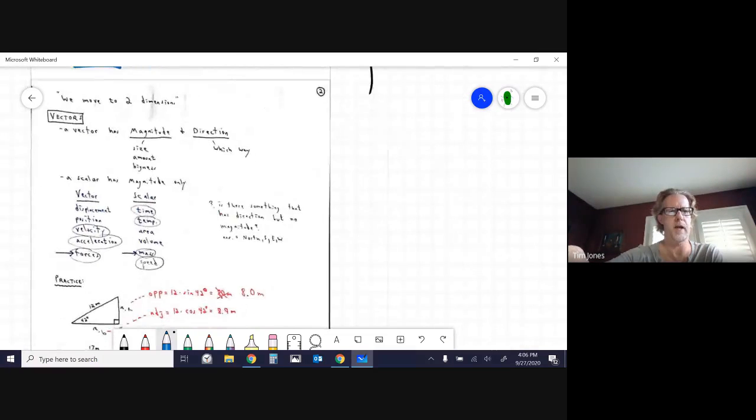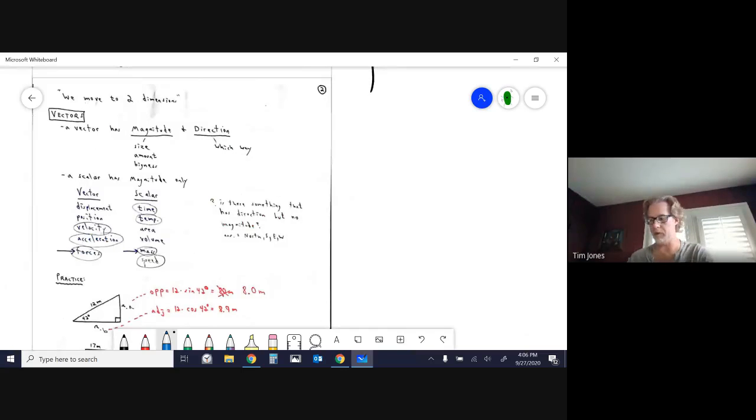So now we have the ability to work in 2 dimensions. Up until today, we've always been stuck in just 1 dimension. Now, a term to be aware of is a vector versus a scalar. A scalar is just magnitude. So an example of that would be 25 meters per second. That would be a scalar.